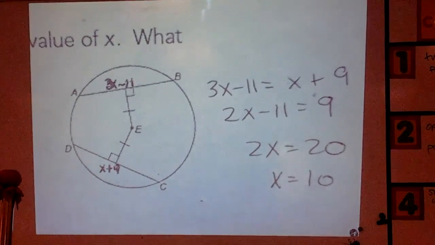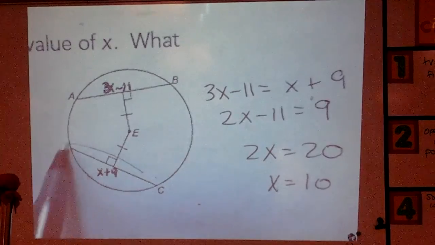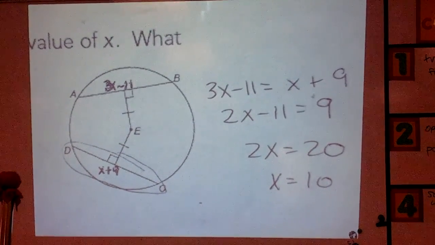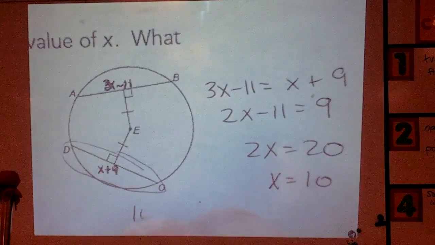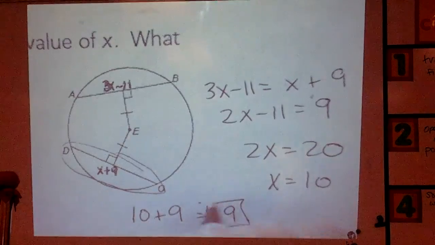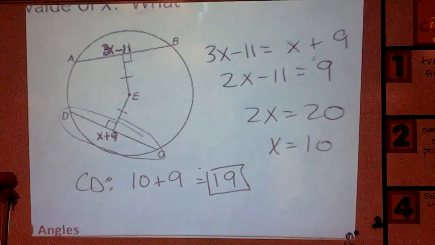If I look at my question, though, it says, what is CD? So I need to find CD. There it is. And now I need to substitute 10 in for x. So that would give me 10 plus 9, which is 19. So CD is congruent to 19.